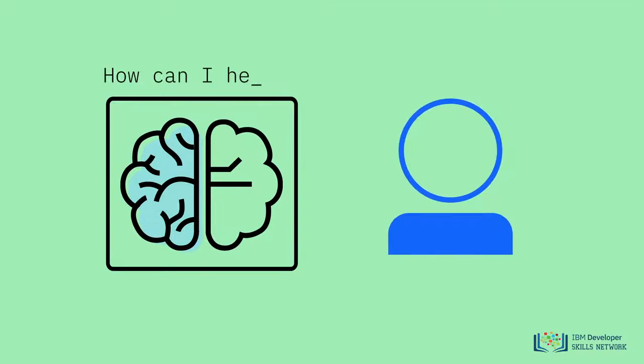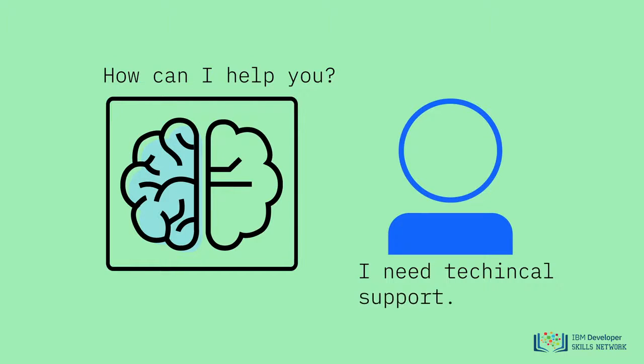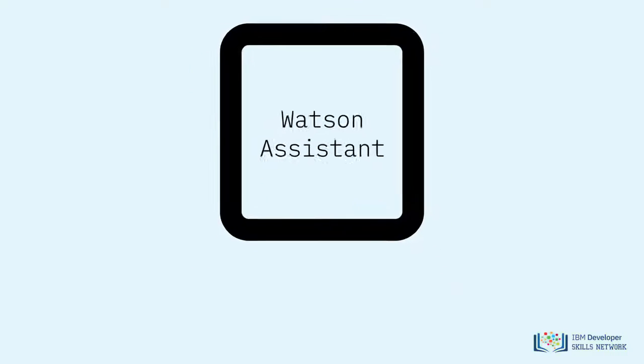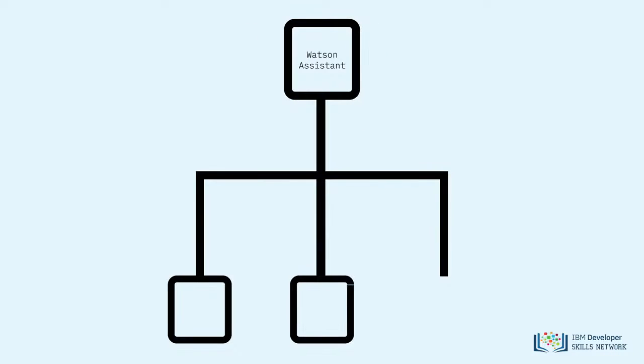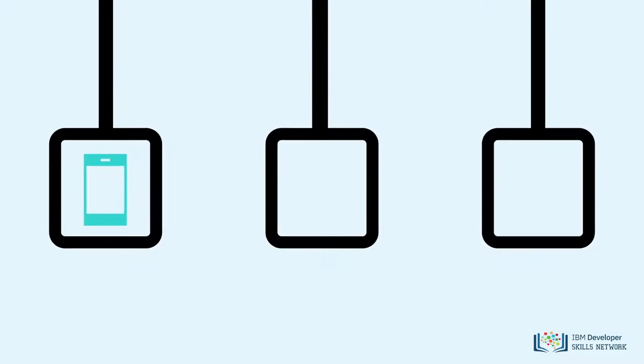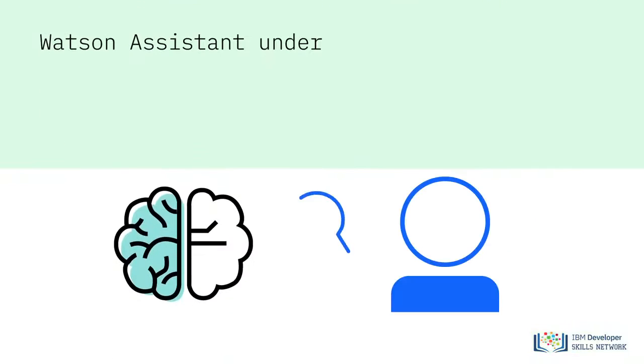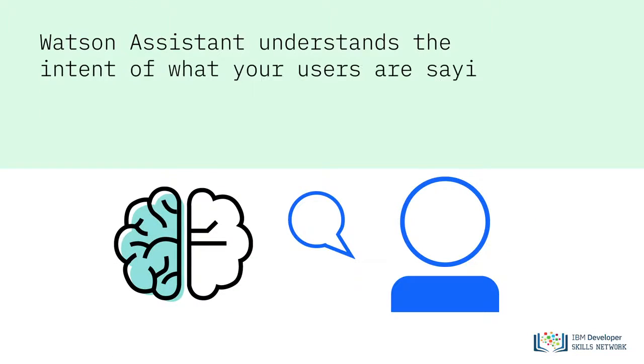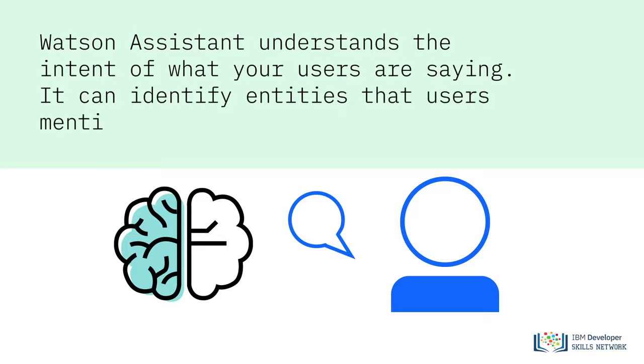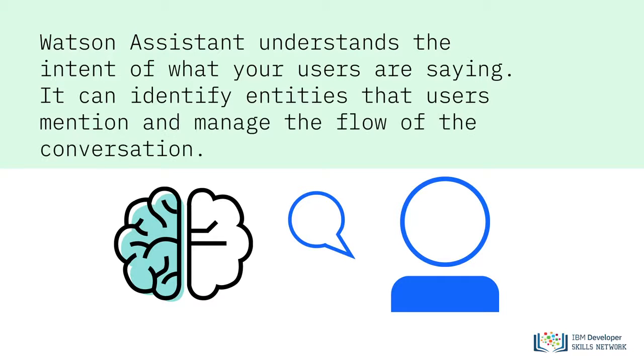With it, you can build artificially intelligent agents that communicate with users through natural language, making your applications accessible and as easy to use as holding a conversation. Use Watson Assistant to quickly build and deploy chatbots and virtual agents across a variety of channels, including mobile devices, messaging platforms, and even robots. Watson Assistant understands the intent of what your users are saying. It can identify entities that users mention and manage the flow of the conversation.